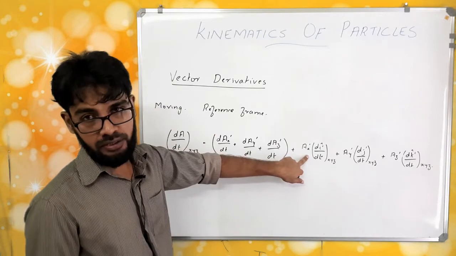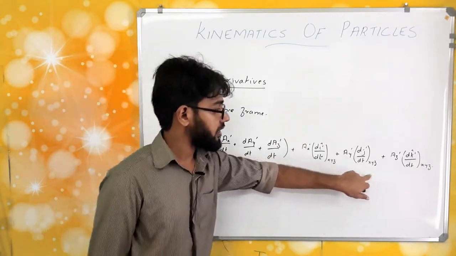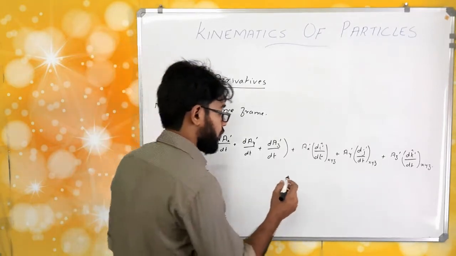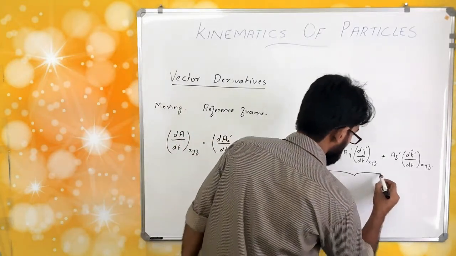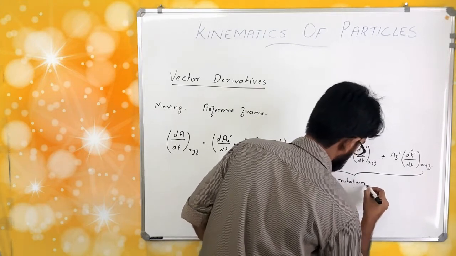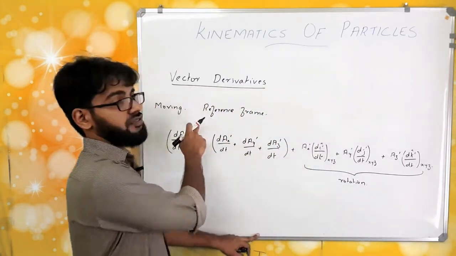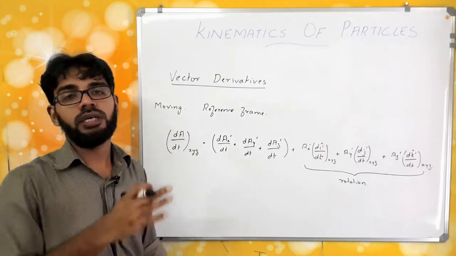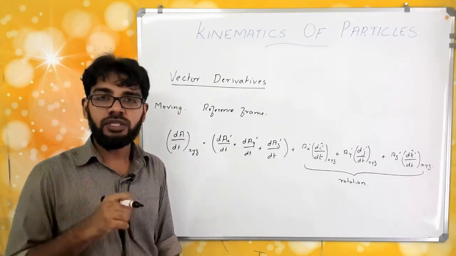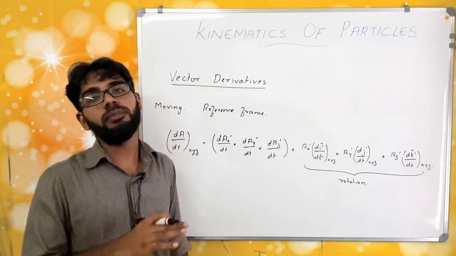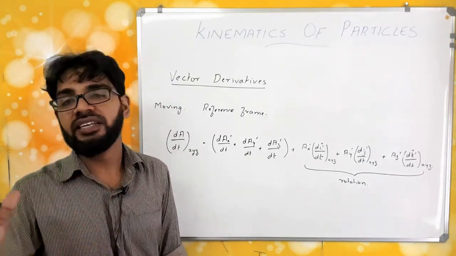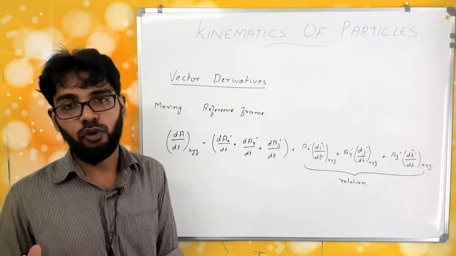of unit vector. Here, here, here. These corresponding terms come only when there is rotation of the moving reference frame with respect to the primary reference frame. However, when we deal with kinematics of particles, we shall be discussing only reference frames that translate. There will not be rotation involved.